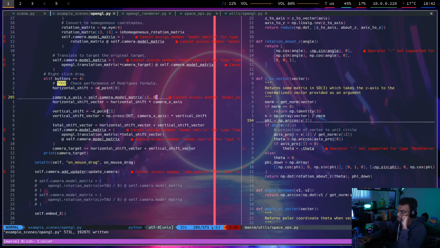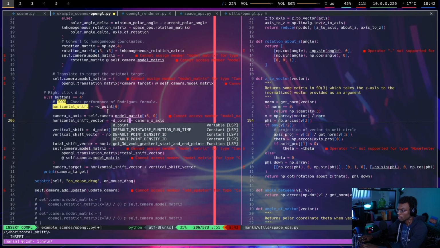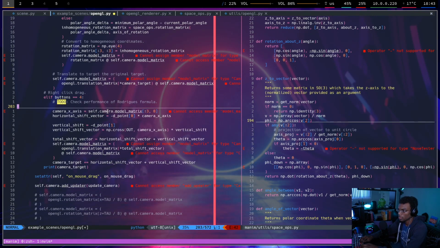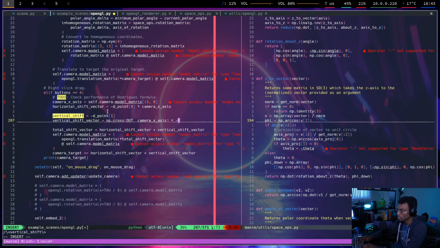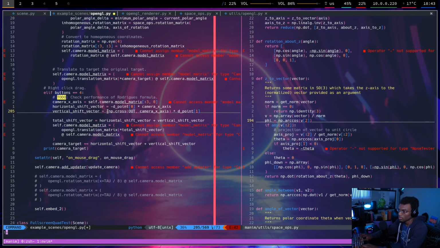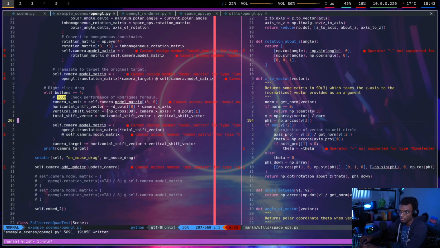I could probably unpack this more, like this horizontal shift. Is this only used in one place? It is. So I don't think it makes sense to have that variable there. Then this is also only used in one place. And let me put the negative somewhere normal. Okay, so this is what we get. I think that's a fairly reasonable logic.